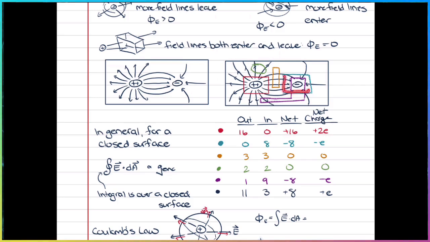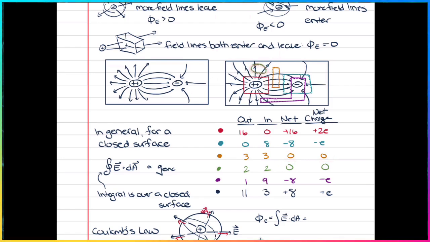And take the blue box. 8 field lines go into it. So 0 went out, 8 went in, a net of negative 8. And it happens to have negative e inside of it. So plus 16 was 2e, and then negative 8 was negative e. Seems like there's some relationships forming. Then we got this gold one. 3 went in, 3 went out. Net 0. And there was no charge inside that box.